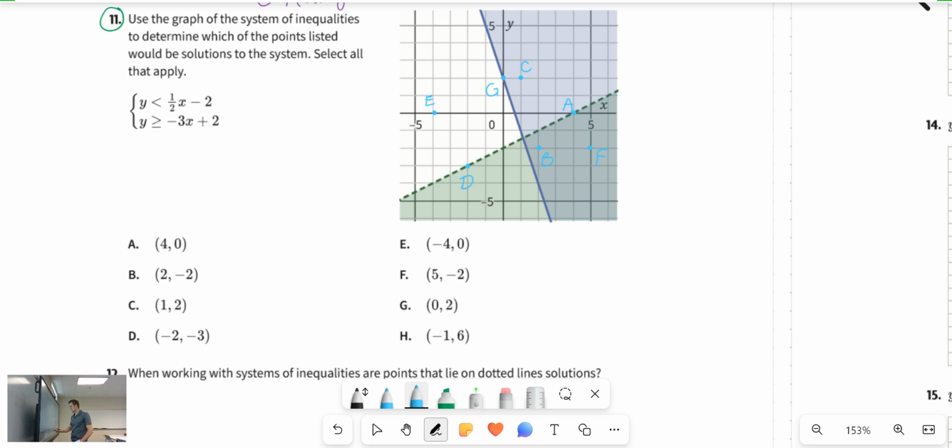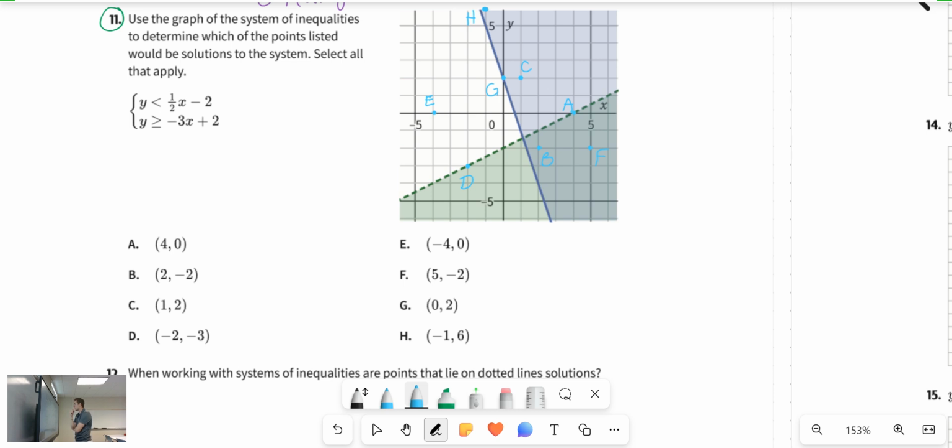And finally, H is at -1, 6. So H is the one that's way at the top of the page. All right, so that's H way up there.